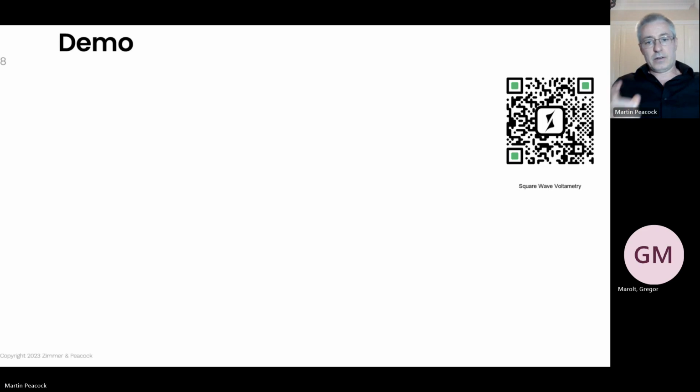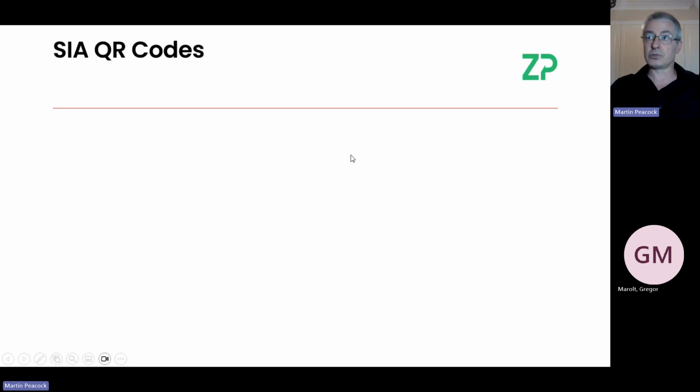So a very new type of technology, very small, very nice form factor. Bluetooth connection with my phone. My phone scans QR codes. My phone tells the potentiostat what to do, and you'll see a bit more of a demonstration of this in a short while as well.